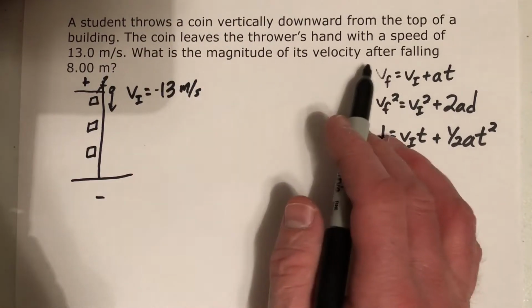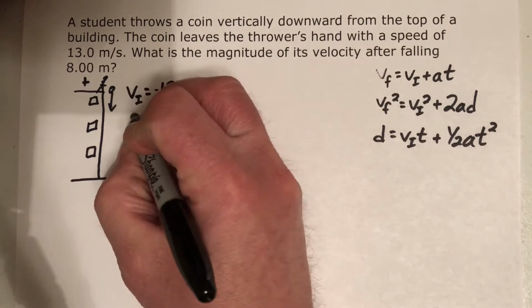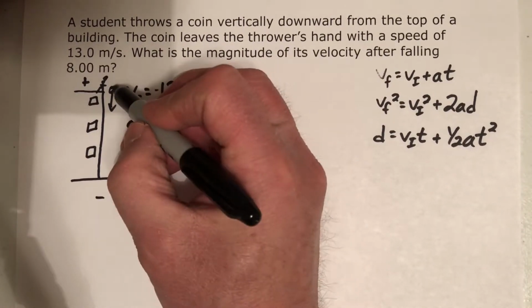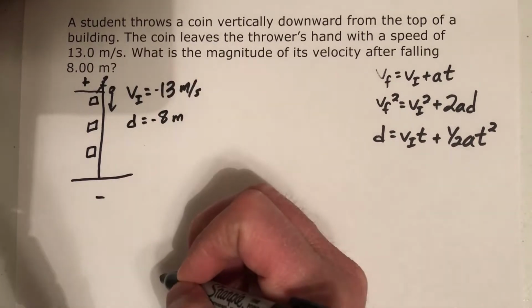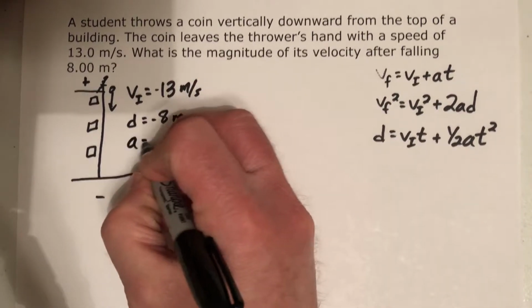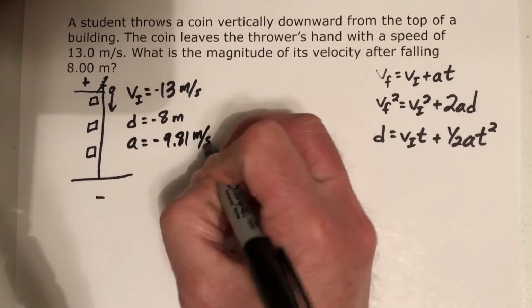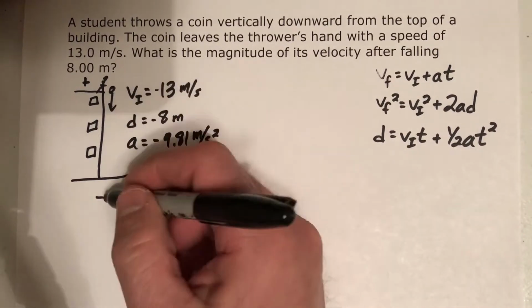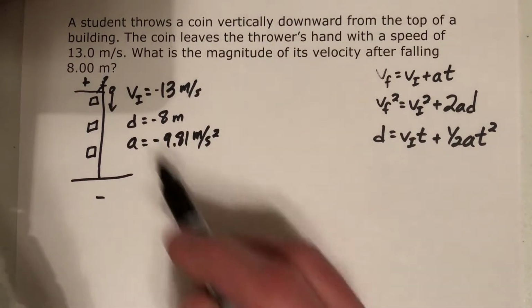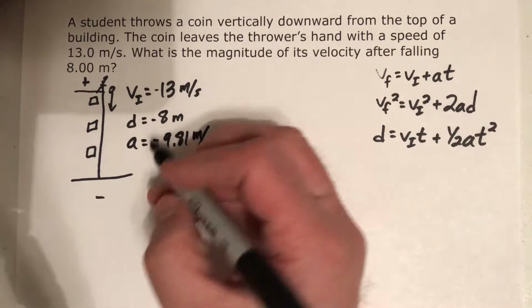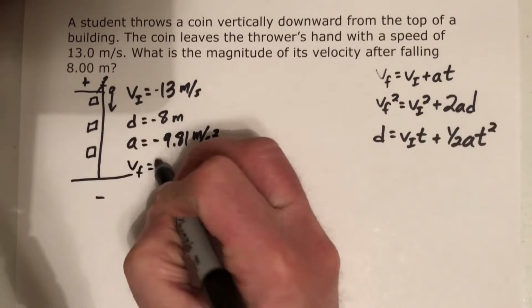What is the magnitude of its velocity after falling 8 meters? So the displacement that it falls is 8 meters. Now that 8 meters is measured from here down, so that's also negative. We know it's in free fall, so the acceleration is a negative 9.81. It's negative because gravity always pulls things down, which is our negative direction. Now we're trying to find the magnitude of its final velocity, so VF equals question mark.